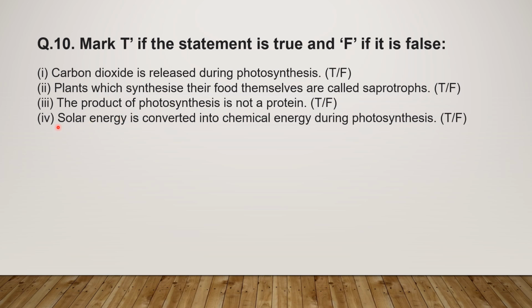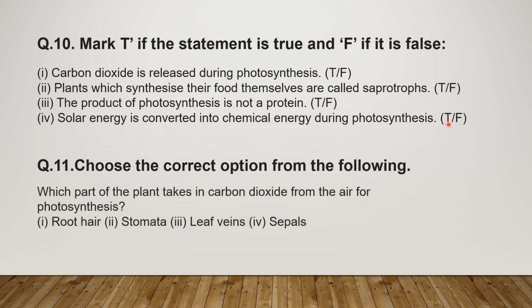And the fourth statement, solar energy is converted into chemical energy during photosynthesis. This statement is also true, because plants cannot otherwise synthesize food. So they convert the solar energy into chemical energy during this process. So that statement is also true. Now we'll move to question number 11.